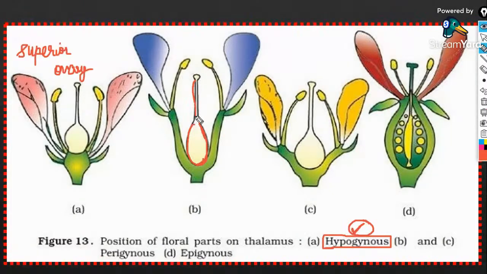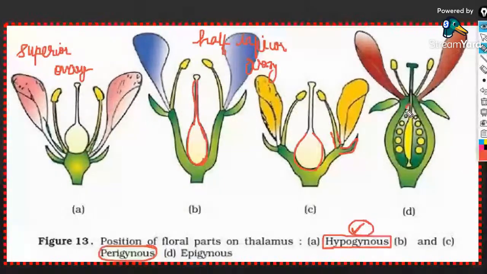Look, half of it is just on the rim of the thalamus. If you can find a half inferior ovary, look, this is the ovary, you will find it like this, half inferior. Such a condition you will call the perigynous condition.